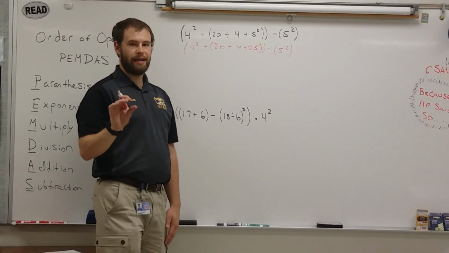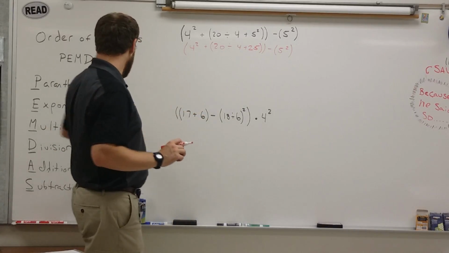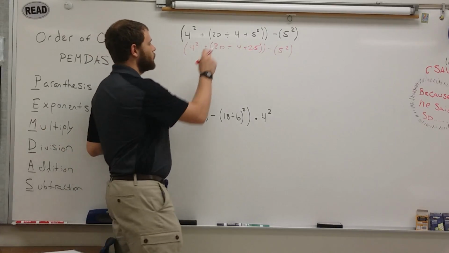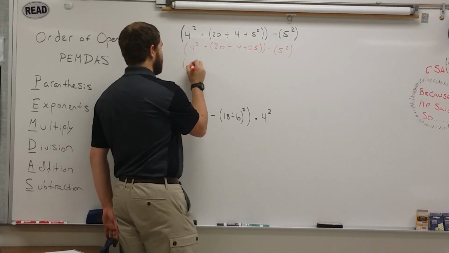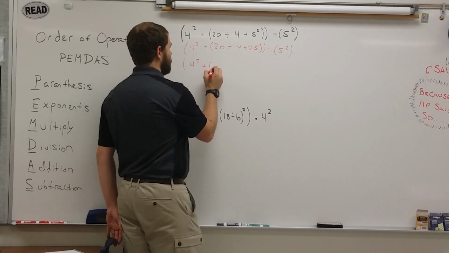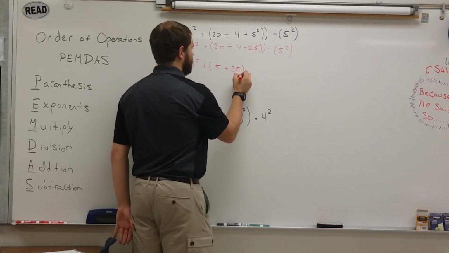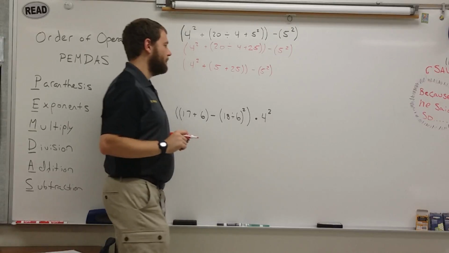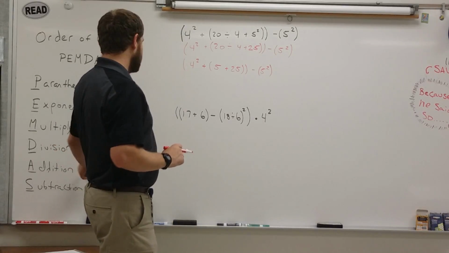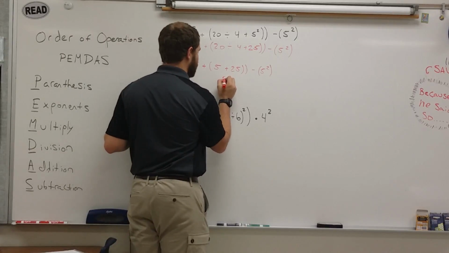Next, we have multiply. There's no multiplication in this parentheses, so we don't have to worry about that. Division. We have 20 divided by 4, so that'll be the next thing we do. So our next line will be 4 squared plus 20 divided by 4, which is 5. And then after that we have addition, and there's no subtraction. So 5 plus 25, that is 30.